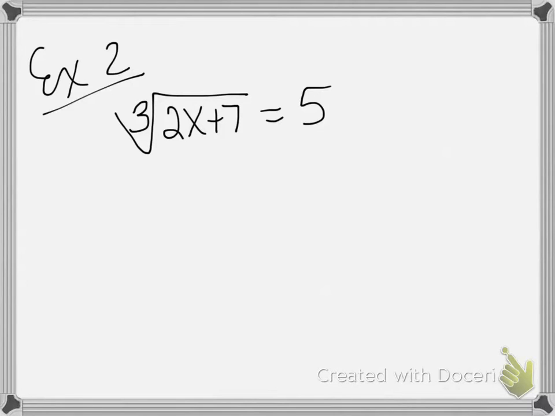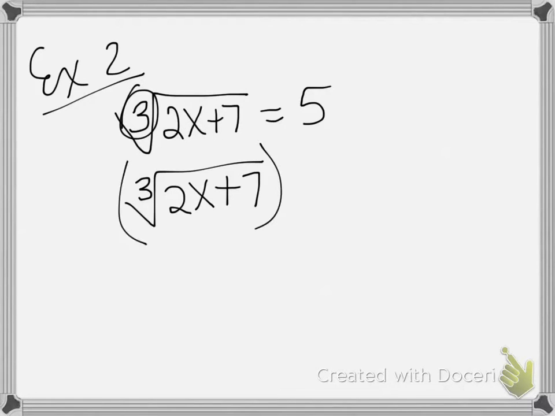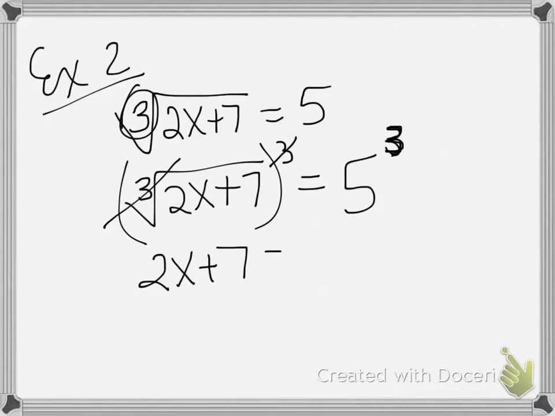Sometimes you're going to have cube roots with the little 3 right here. So if you have a cube root, the opposite operation of that is to take the problem with the cube root and raise it to the third power, because something to the third power is the opposite operation of something to the cube root power. The cube and the cube root cancel each other, and you're left with 2x plus 7. And on the right side, we have 5 to the third power, and if you're in the classroom, you can look on my chart and see that 5 to the third power is 125.